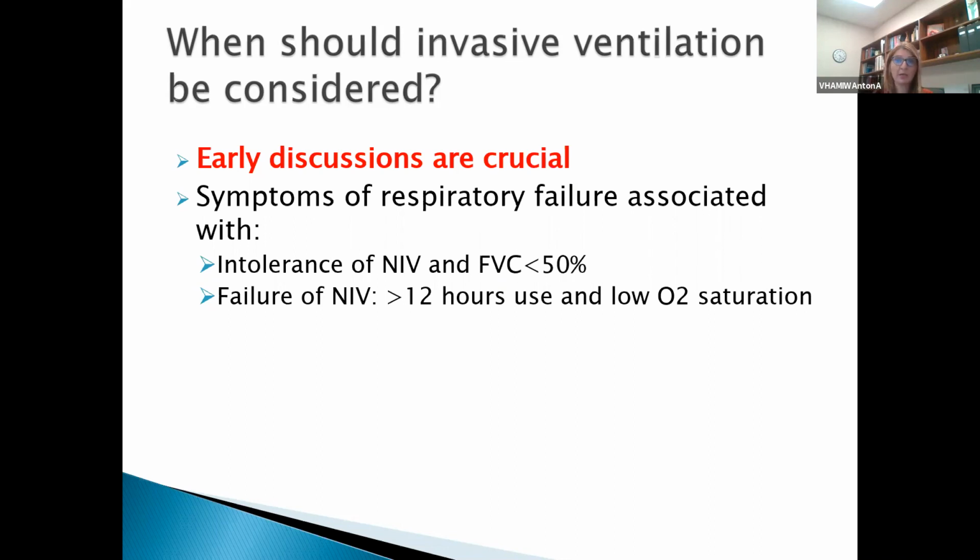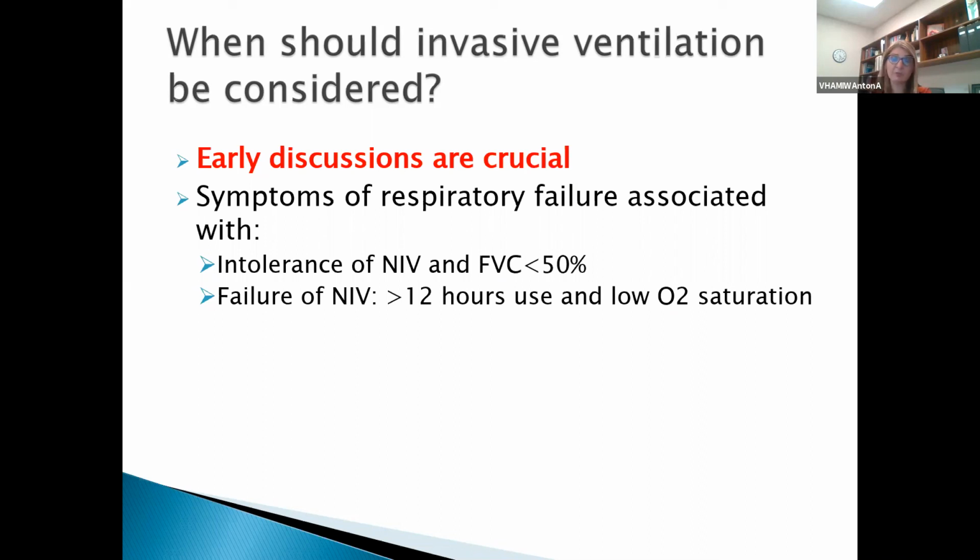In general, for patients who consider tracheostomy and invasive ventilation, I consider discussing it when they have symptoms of respiratory failure, which are low oxygen level and high carbon dioxide level, associated with inability to tolerate non-invasive ventilation. So for them, non-invasive ventilation is not an option, and the forced vital capacity is less than 50%. They have the symptoms, they have the signs, they have evidence of weak breathing muscles, and they cannot tolerate the non-invasive ventilation.